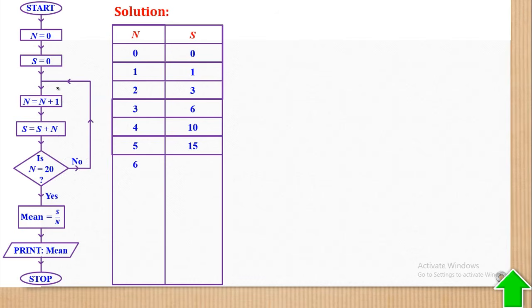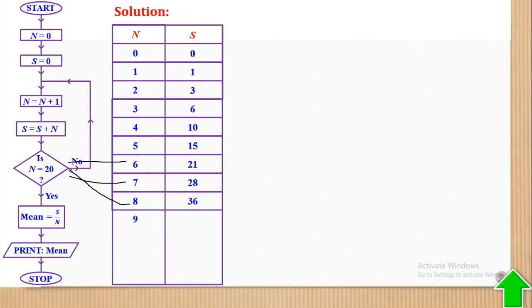When you increment, you get 6, new sum will be 21, and this one gives a decision of no. So you increment to get 7, new sum is 28. This one gives a decision of no. Increment to get 8, new sum is 36. This one gives a decision of no. Increment to get 9, new sum is 45, and that one gives you a decision of no. Increment to get 10, new sum is 55, and that one still gives you a decision of no.